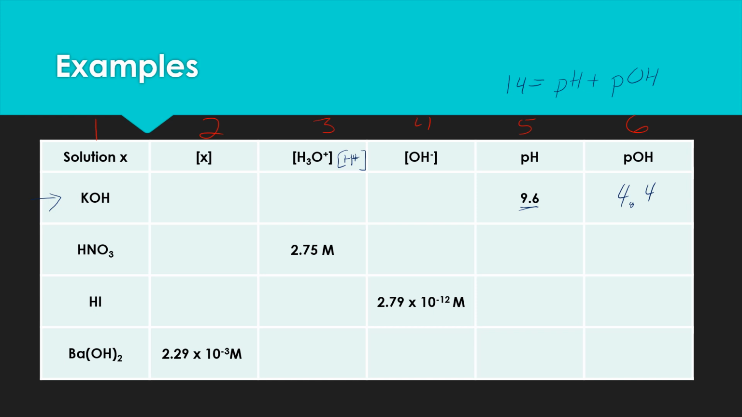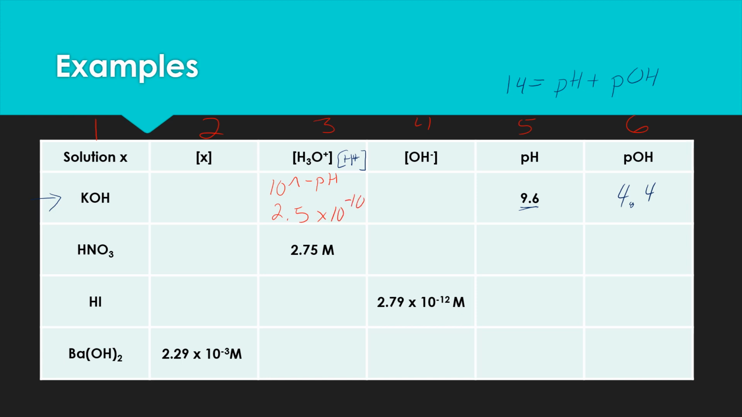So I'm going to go from my pH in column 5 to my hydrogen ion in column 3. The way we do that is we take 10 and raise it to the negative pH. So 10 to the negative 9.6 would give us 2.5 times 10 to the negative 10.